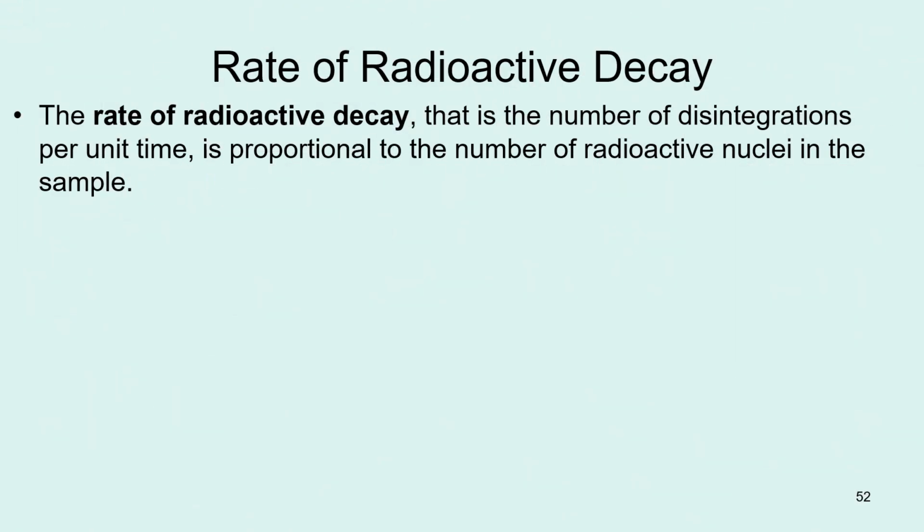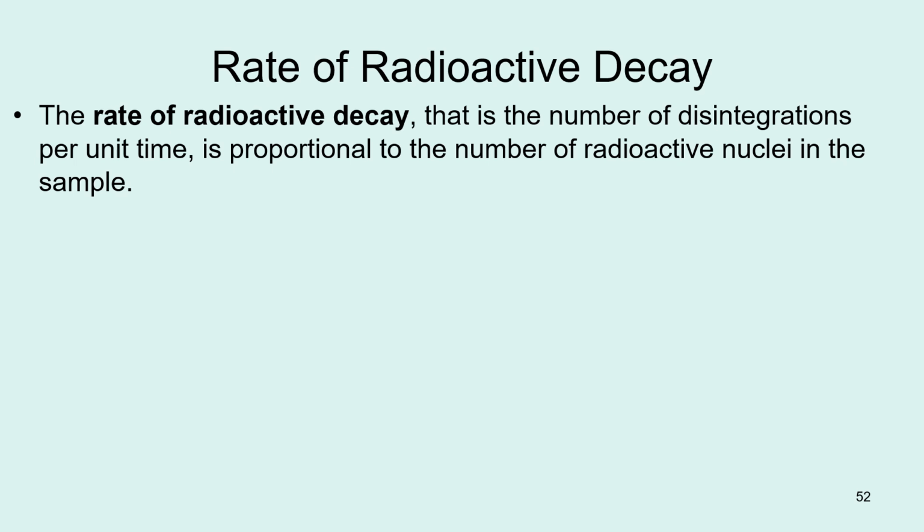Okay, so let's talk about the rate of radioactive decay. So what is the rate? Well, any kind of rate is how many disintegrations we have per unit time. So the time doesn't matter. It can be per second, per minute, per day, per year, per century.